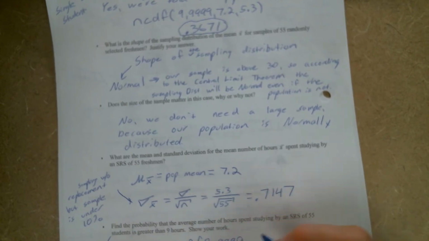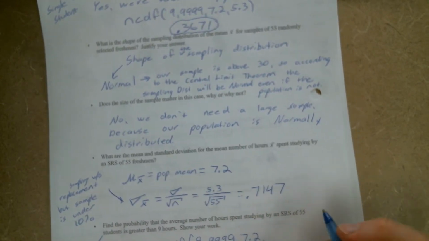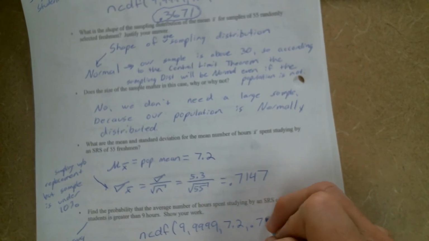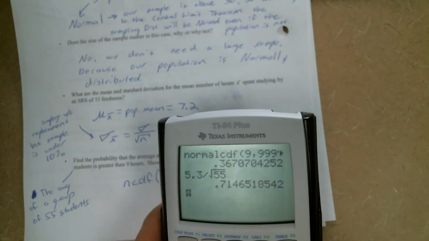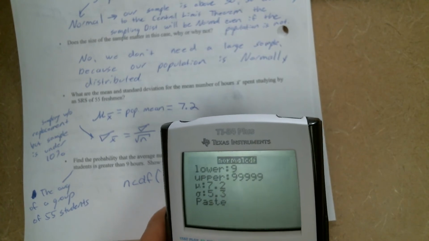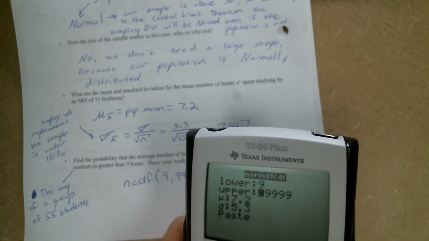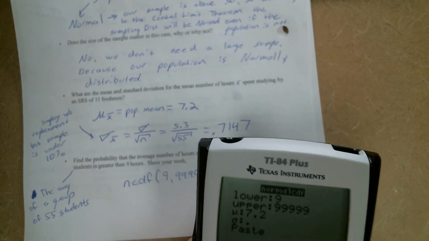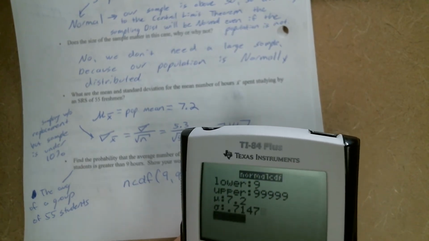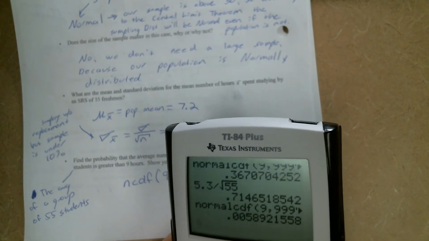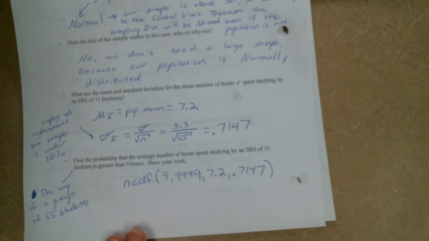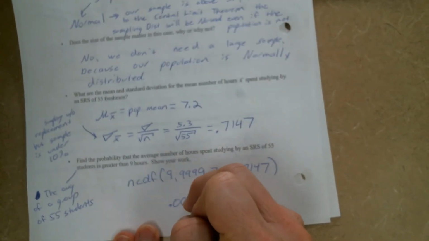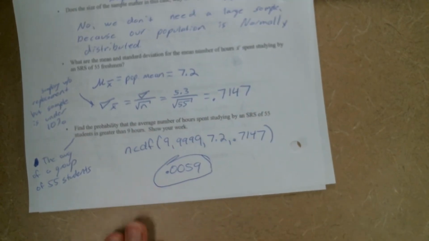So 9 to 999 when the mean is 7.2 and the standard deviation is the 0.7147 that we calculated up above. In the distribution menu, choose normal CDF, 9 to 999. 7.2 stays the same. The only thing that changes is the standard deviation. It drops to 0.7147, which again is going to make our probability a lot lower. We're down to 0.0059. This is one of the long answer type questions that you need to be able to do.